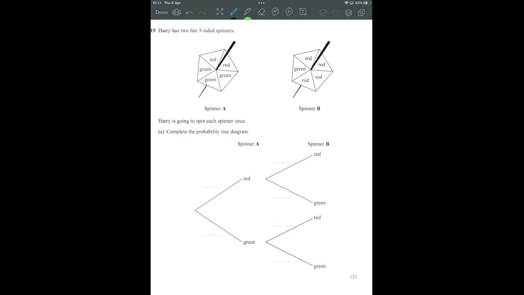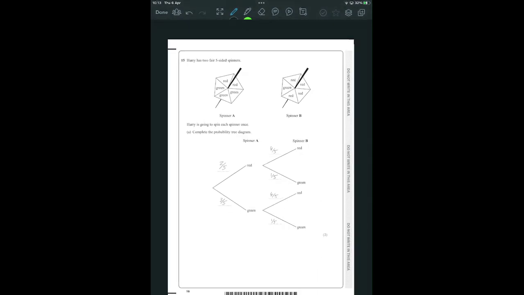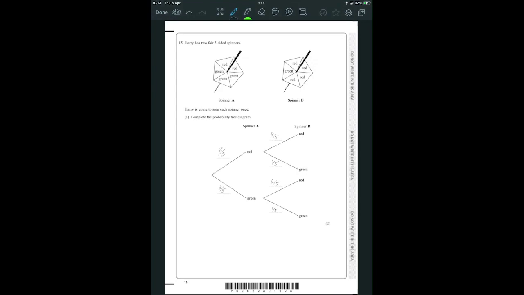For spinner A, I've got 2 red sections. There are 5 sections in total. Because it's fair, 2 out of 5. Green, 3 green out of 5. Those two should always add up to 1. Indeed, they do. Spinner B has 4 red and 1 green, 4/5 and 1/5. Filling all that in, ready to go.